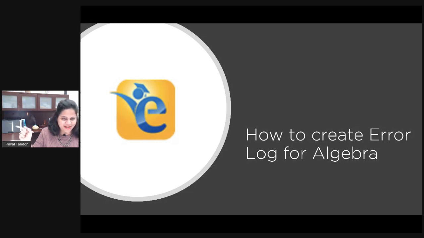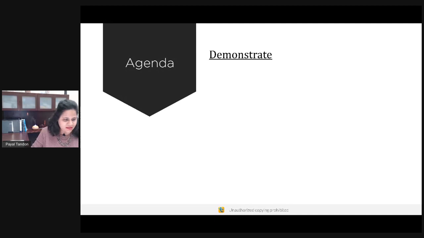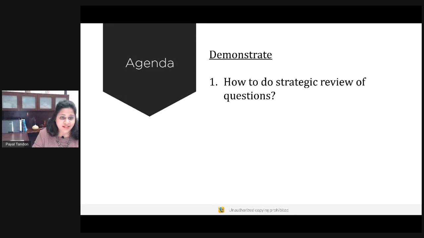I hope all of you are geared up for solving some algebra questions today and creating an error log. All right, so let's get right into it. Agenda, same as what we've been working on since the last 3 sessions: SC error log, CR error log, number properties error log, and today we are talking about algebra error log.